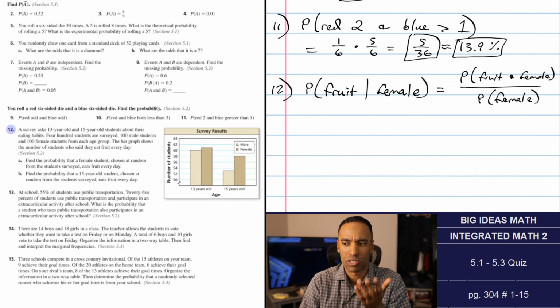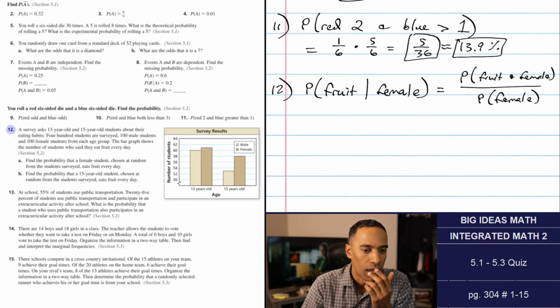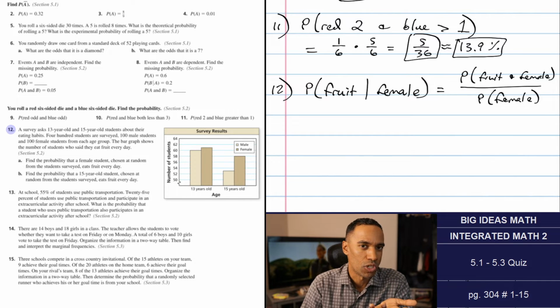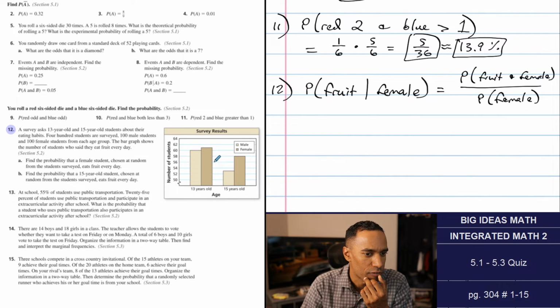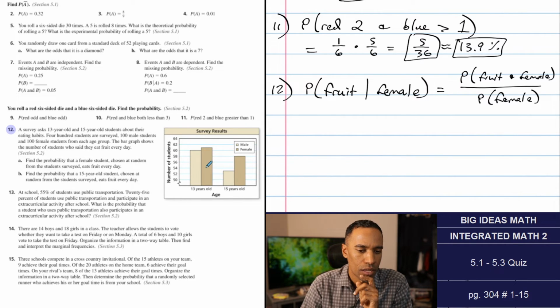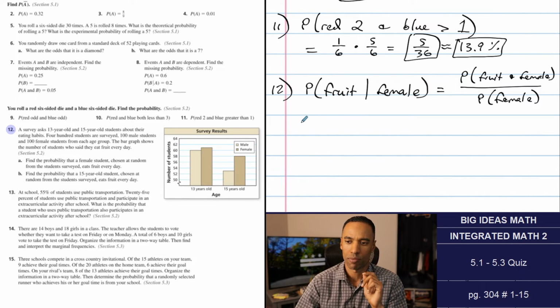Because you're dividing by the same results, you're still dividing by 400. So maybe we should just do that, really. Where are the females? 100 male students, 100 female students from each age group. So it doesn't have to do with age here. A female student chosen at random. I have 61 13-year-old female students and 58 15-year-old female students.